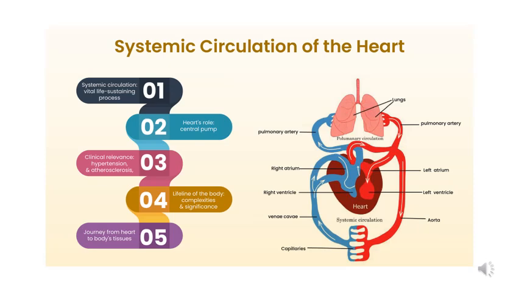Left ventricle pumps blood through the aorta to the rest of the body. Body tissues use the oxygen and nutrients, blood becomes deoxygenated. Deoxygenated blood returns to the right atrium through superior and inferior vena cava. Key fact: this is the larger and longer part of the circulation.